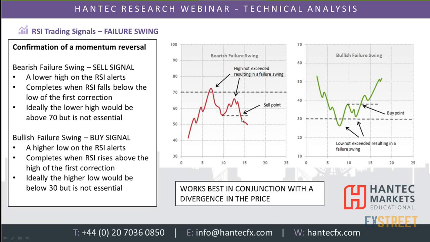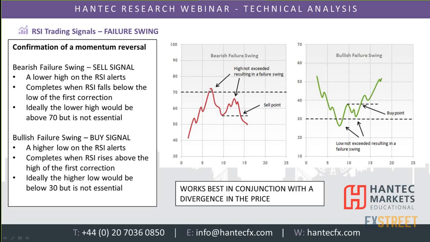And you get the failure swing where you cross back below the initial low. So you've got your initial low here on this 10 line, and then you've seen a cross back below that low. So that is your failure swing. That is your sell signal.